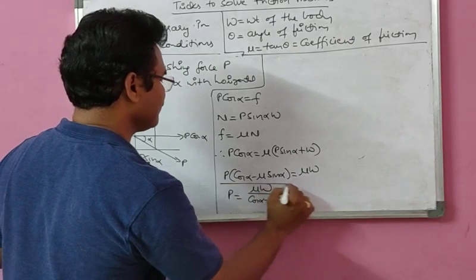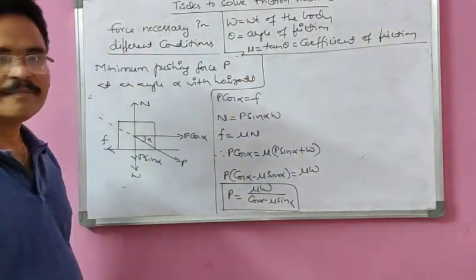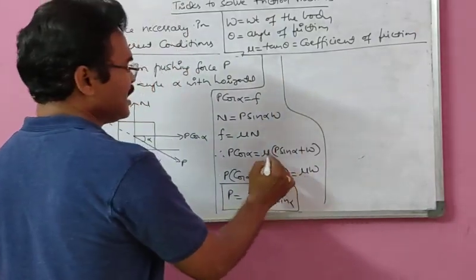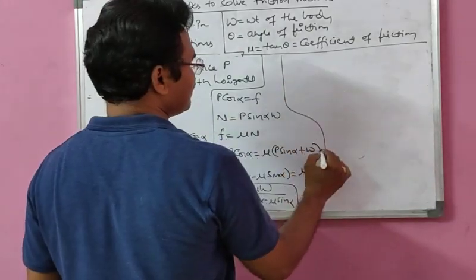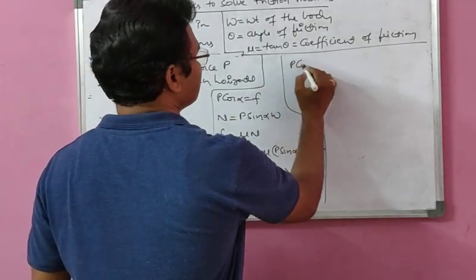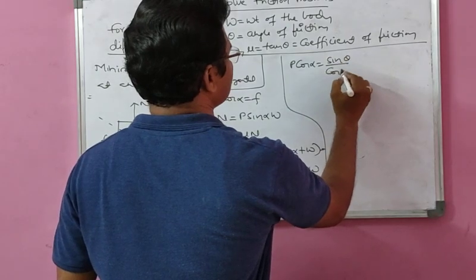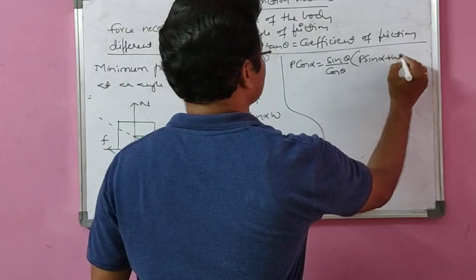This is one way of writing the P value in terms of mu. Now if you write sin theta by cos theta in place of mu, I can write from here: P cos alpha equal to sin theta by cos theta of (P sin alpha plus W).